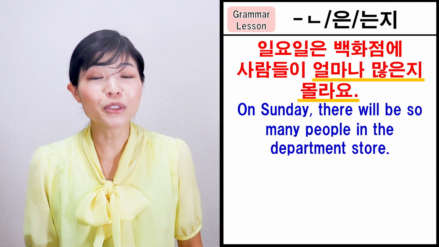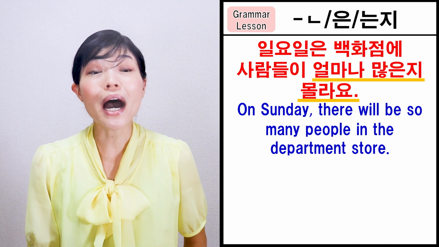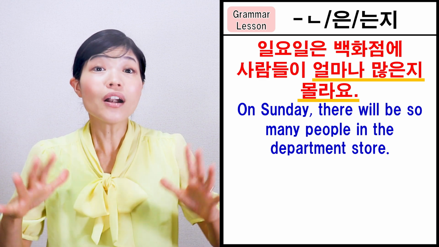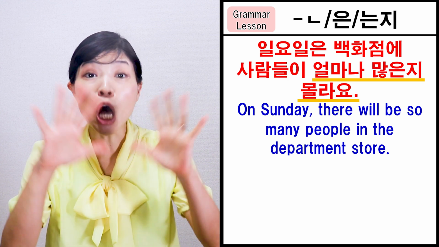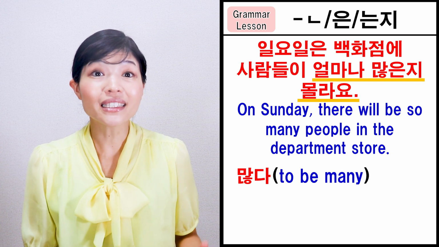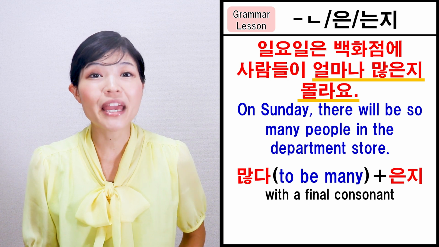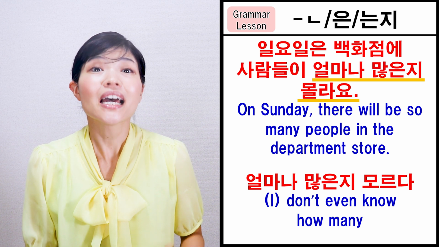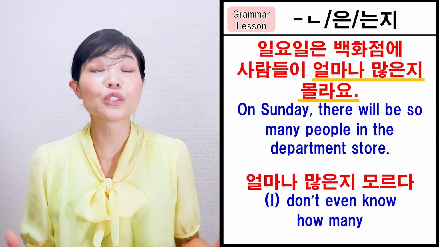Next, let's read a sample sentence that uses 얼마나 ~는지 모르다. Do not know how much. 일요일은 백화점의 사람들이 얼마나 많은지 몰라요. On Sunday, there will be so many people in the department store. Here, since the adjective 많다 to be many has a final consonant, you add 은지 to make 많은지, how many. 얼마나 많은지 모르다 means I don't even know how many, which emphasizes the meaning of so many.